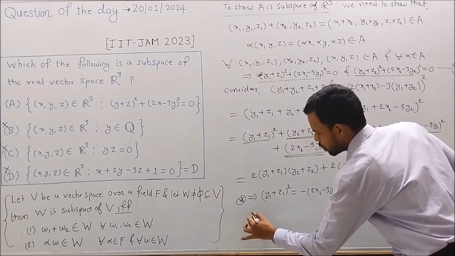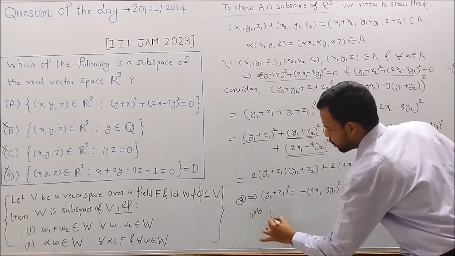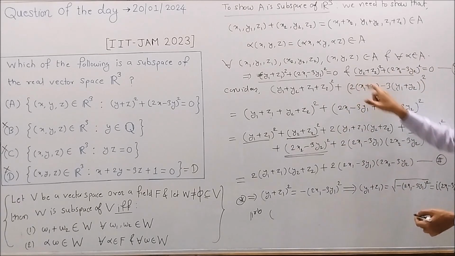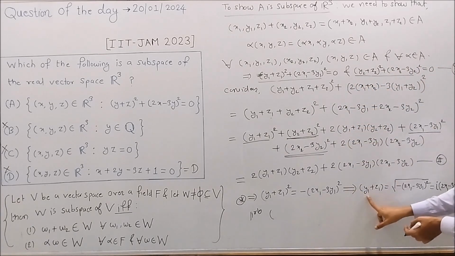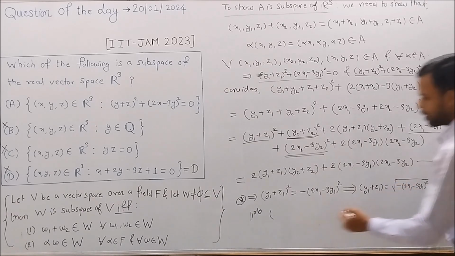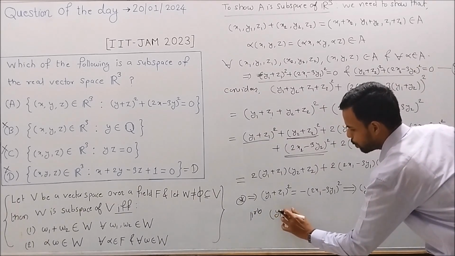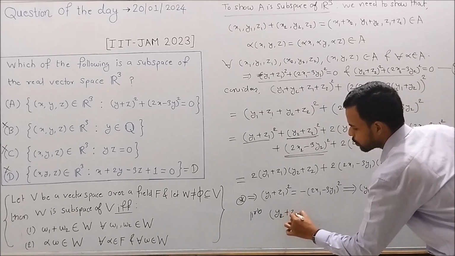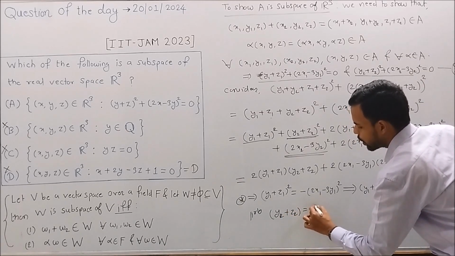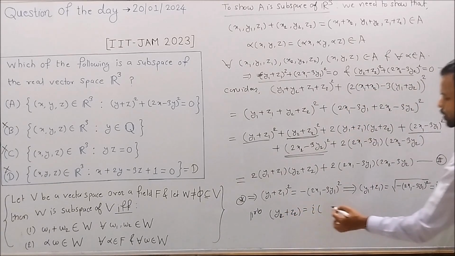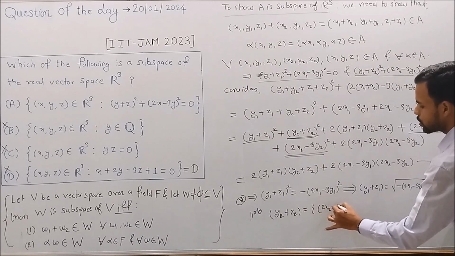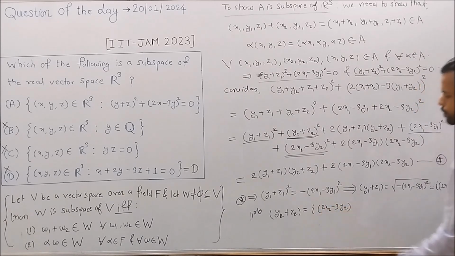Similarly, by the second equation, for the first equation we get y1 plus z1 equals i times (2x1 minus 3y1). So similarly for the second equation we get y2 plus z2 equals i times (2x2 minus 3y2).